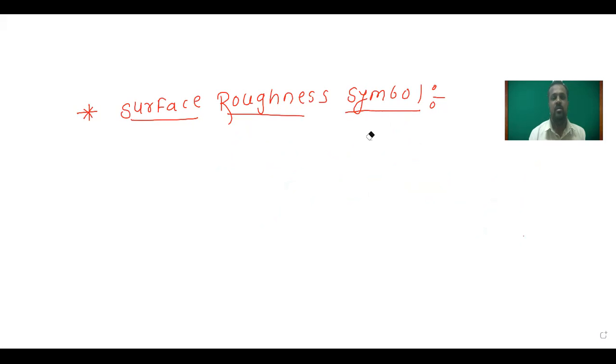Here, first of all, we will see the basic symbols of surface roughness. There are 3 basic symbols, and when we combine those 3 basic symbols, it becomes the main surface roughness symbol. Simple. Just see here how to draw the surface roughness symbol. First of all, we have to draw one surface, like this.